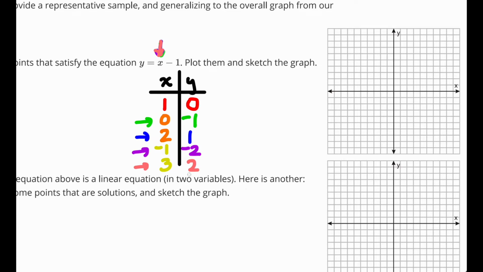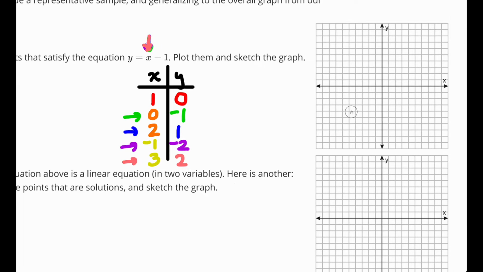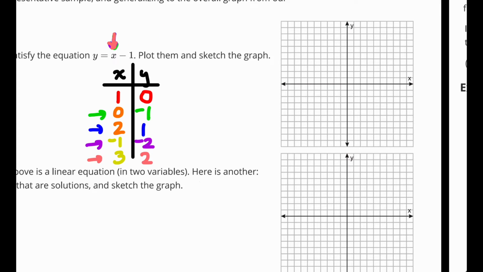Okay, now that I have those 5 points, those 5 coordinates, I can just graph those. Okay, so 1 comma 0, that's the x is 1, the y is 0, so that would be right there. Okay, the next one, 0 comma negative 1, that would be 0 for the x, negative 1 for the y, so that'd be right there. You can already see from those 2 points that if you wanted to, you could just make a line with those.